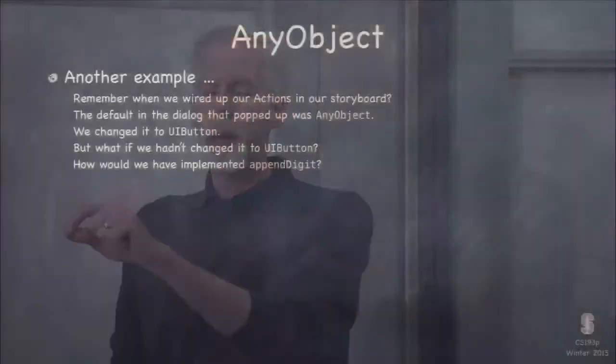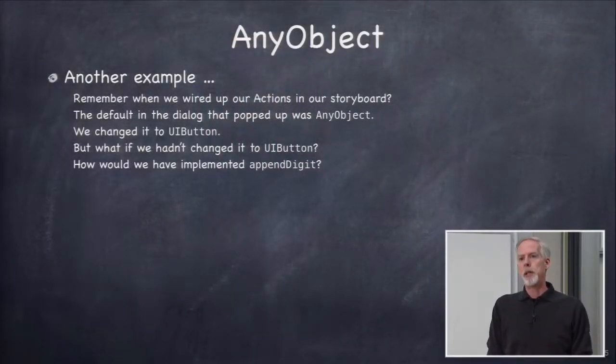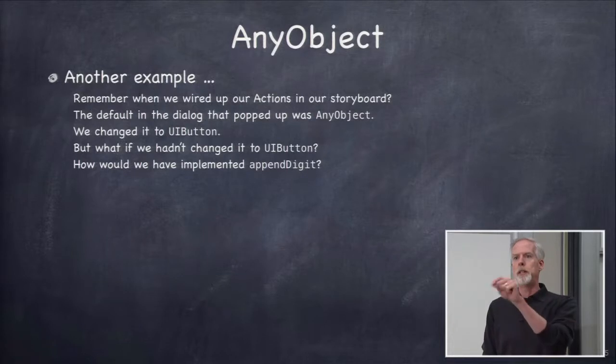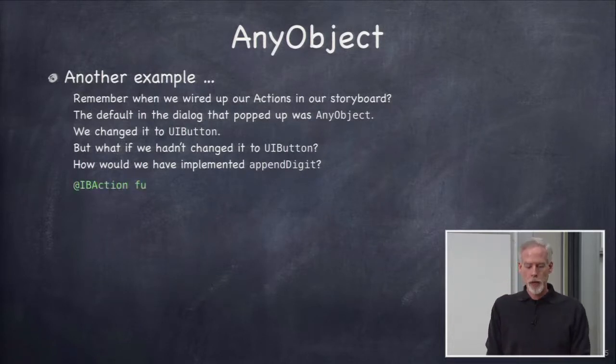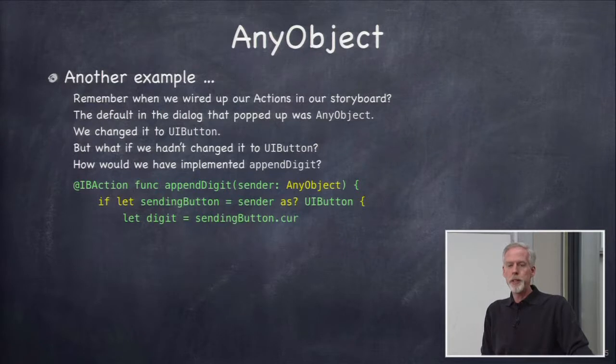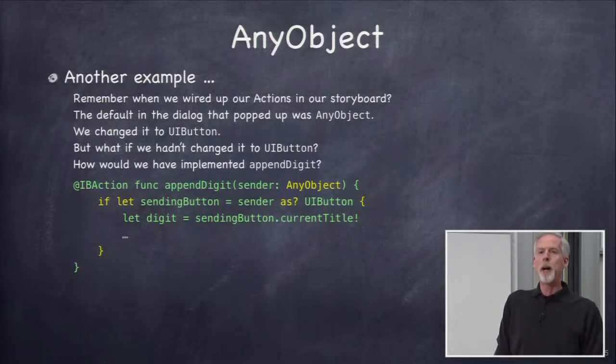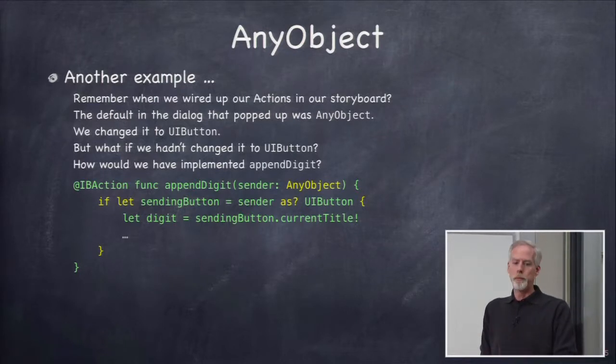Another example of any object and where it appears. So if we hadn't changed, when we control dragged to make append digit, what if we had left it any object? Okay, so we had append digit sender colon any object. How could we have dealt with that? Well, we just would have said, if we can let the sending button equal sender as a UI button, then do what we do. Let digit equal sending button dot current title, exclamation point, et cetera. Make sense? But we didn't want to put that extra if let, and I hadn't taught you about as, so that's why I said be sure to put that thing UI button. All right?